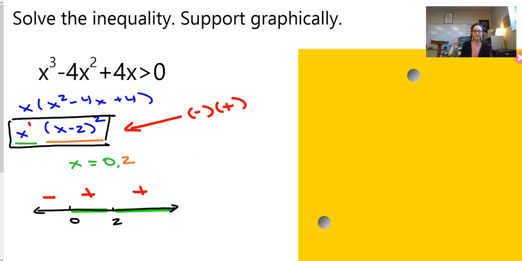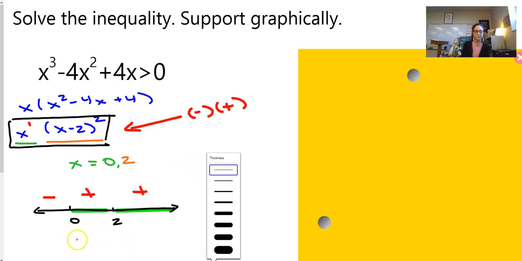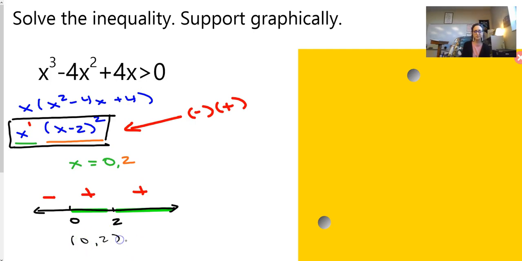So my final answer is going to be these intervals: 0 to 2 and 2 to infinity. You can use a comma here, or you can use the union symbol, right? Notice that I have parentheses, not brackets, on either of these, because I don't want to include the x-intercepts. Again, that's because this is strictly greater than and not greater than or equal to. All right, let's take a look at the graph.